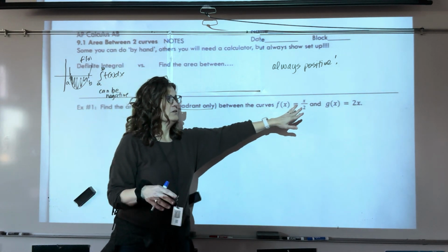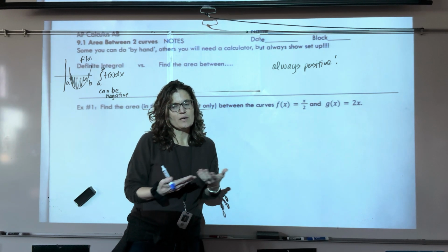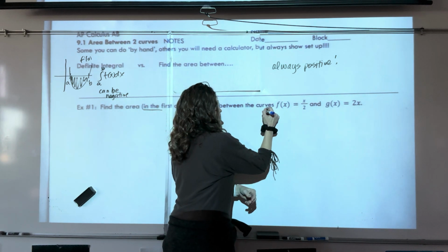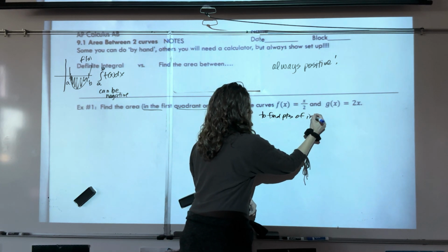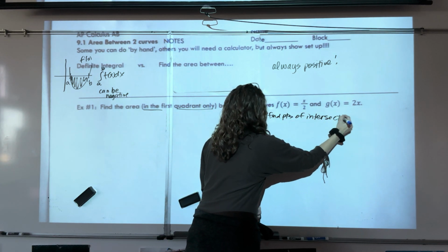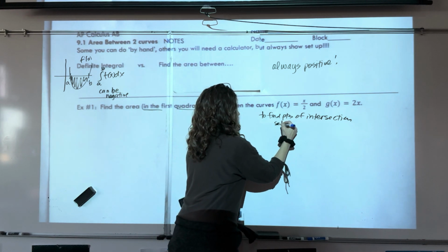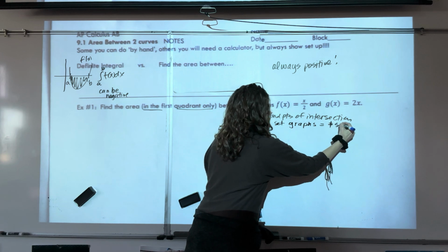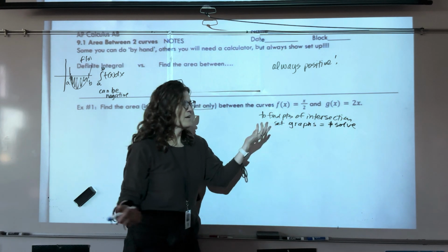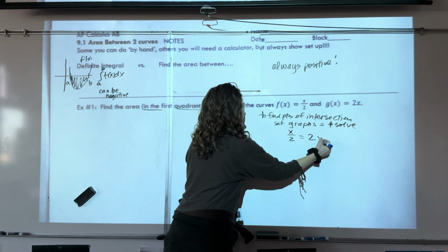To figure out where these two graphs cross, we'd want to set them equal to each other so we can find the points of intersection. So to find points of intersection, you can set the two graphs equal to each other and solve. So set graphs equal and solve for x. Right, so when does f of x equal g of x? So when does x over 2 equal 2x?